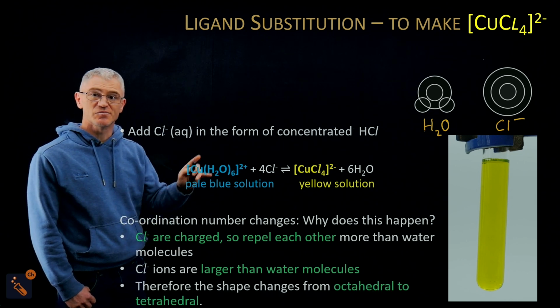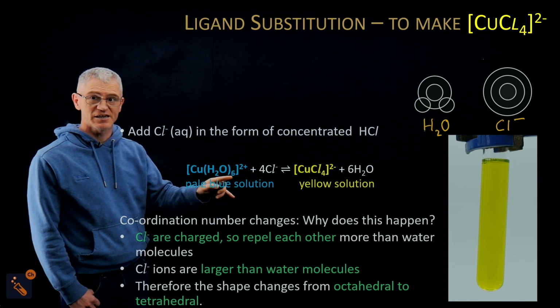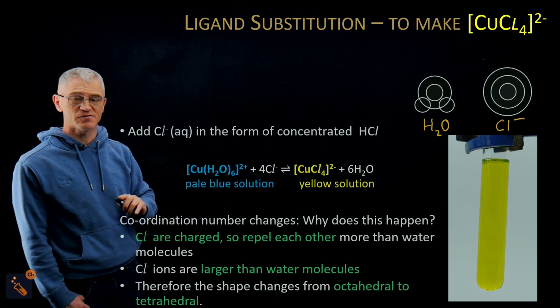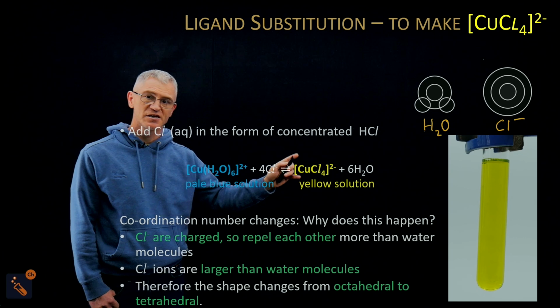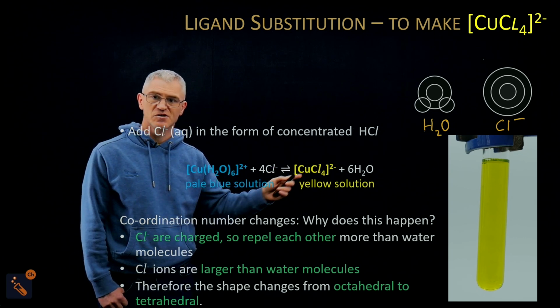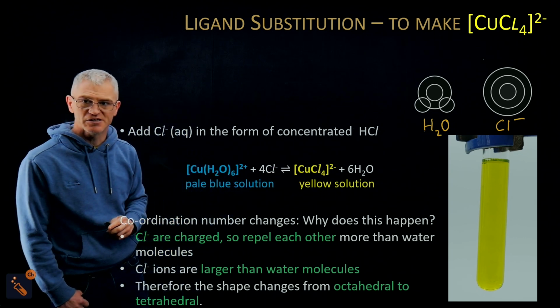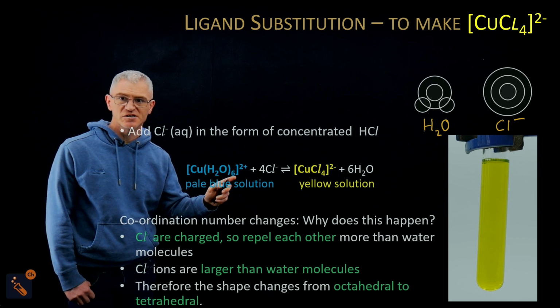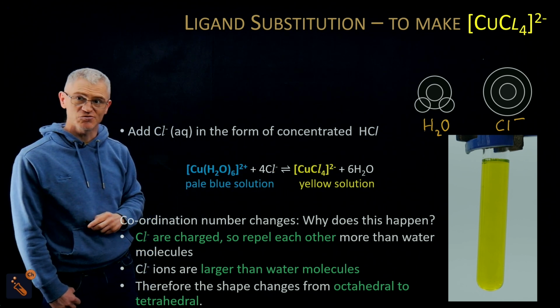So the shape changes from octahedral here, 6 electron pairs that repel each other as far apart as possible, 6 bonding electron pairs, and then to this, CuCl4, which is 4 bonding pairs that repel each other as far apart as possible. So we're going from octahedral to tetrahedral.